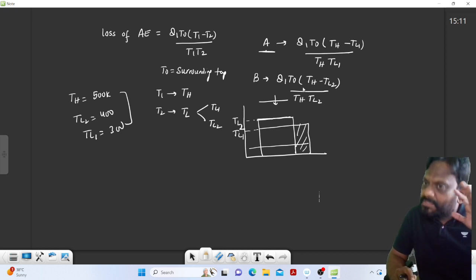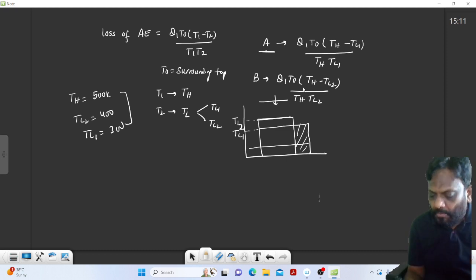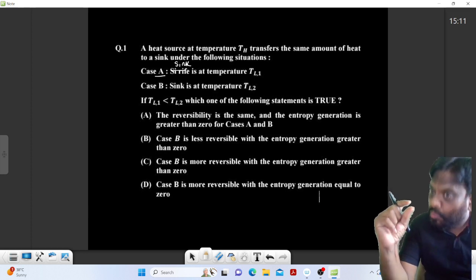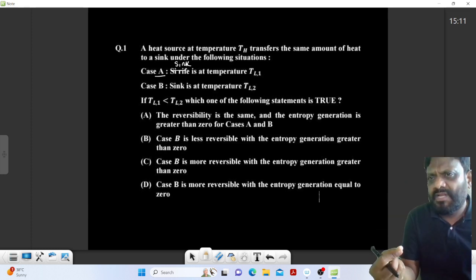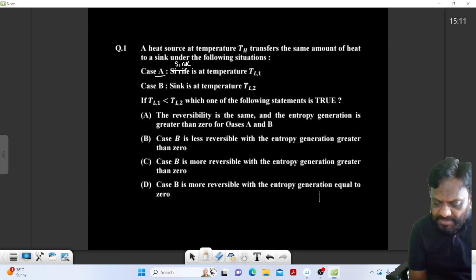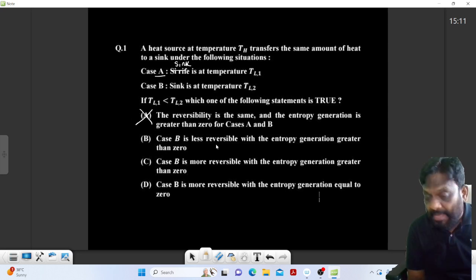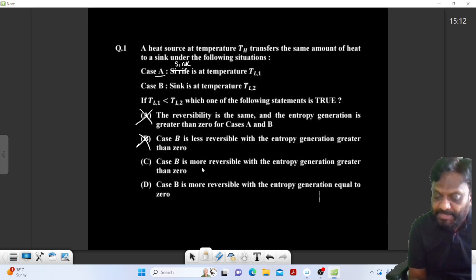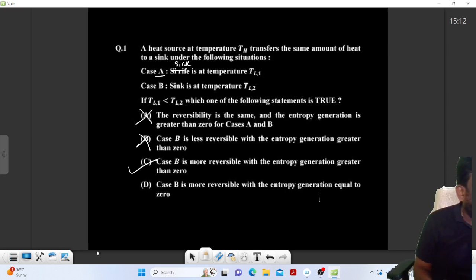So he is comparing A and B. Now let us answer. Case B, the difference is less, so more reversible. Of course, there is an entropy generation which is positive. Reversibility is same in both? No, sir. Case B is less reversible? No. Compared to case A, case B is more reversible. This is also wrong. Case B is more reversible with entropy generation greater than zero. So C is the right answer, my dear students.